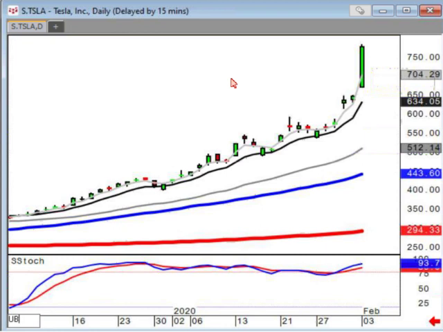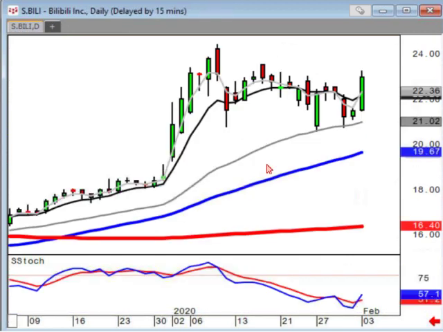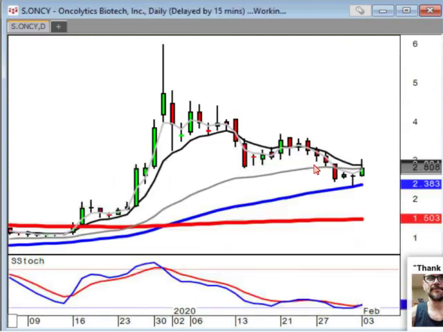Uber came back up through this little resistance level. You could start looking to buy this one on kind of a wedge pattern breakout. And Billy, same scenario. Notice how it broke this downtrend with a Morningstar signal. Be ready to buy this one. And ONCY, nothing yet. Not until they get up above the T-line. Make sure you've got a lot of volume on this one.